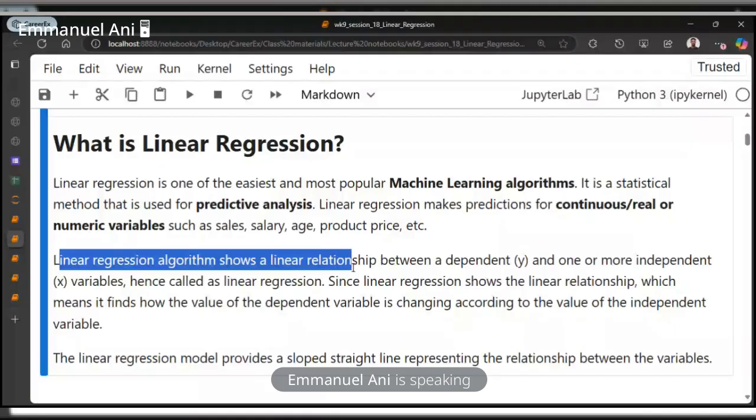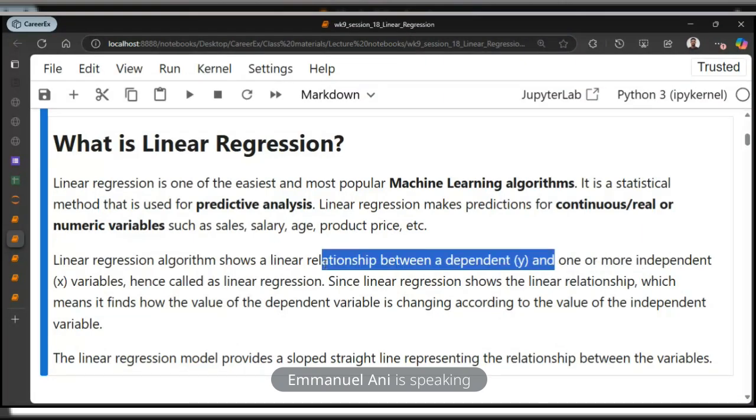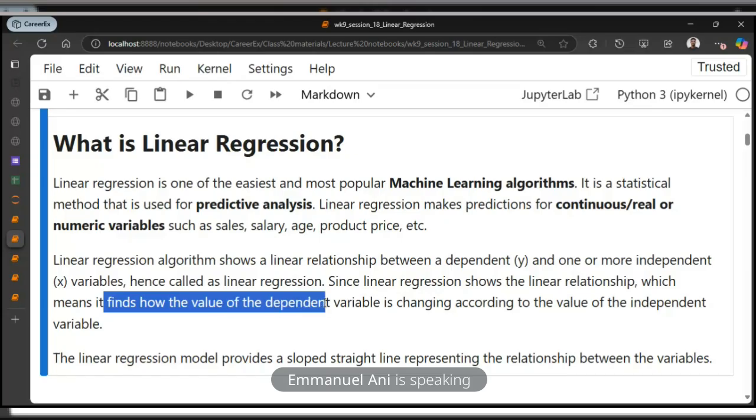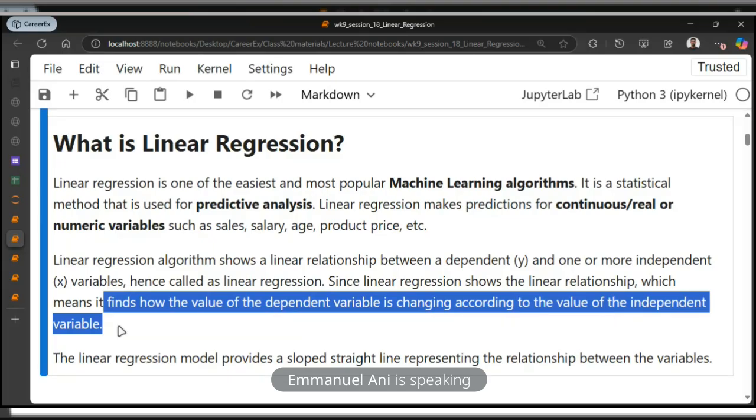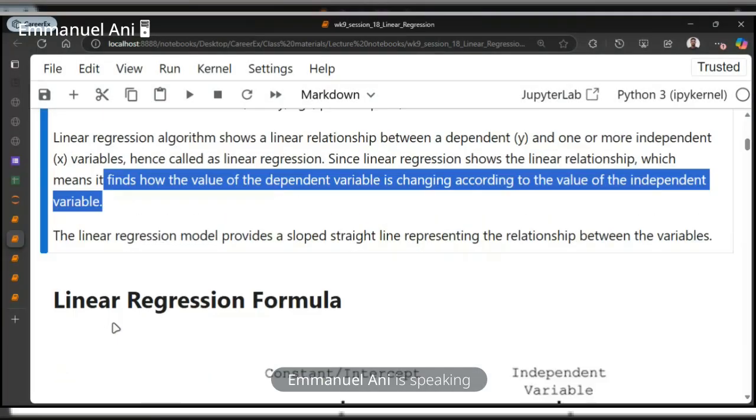So the linear regression algorithm shows a linear relationship between a dependent variable y and one or more independent variables x, right? That's basically what linear regression is for. Since linear regression shows a linear relationship, it finds how the value of the dependent variable changes according to the value of the independent variable. It's the same thing we were saying: we are trying to understand how the independent variable influences the dependent variable.